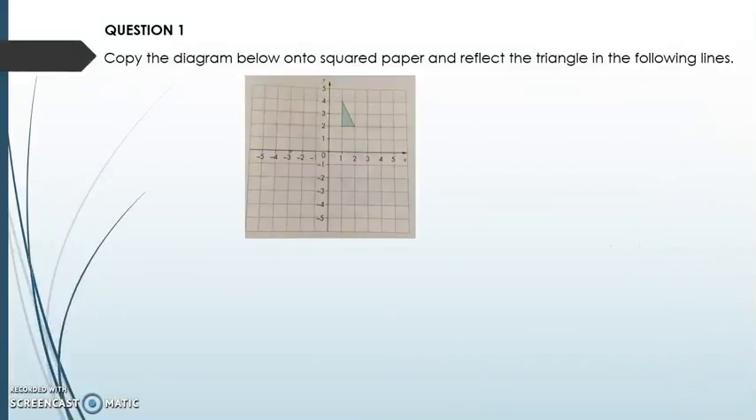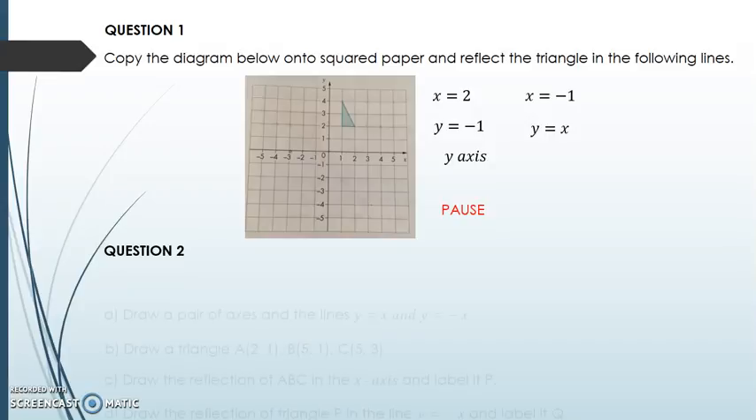Okay, now it's your turn. Question 1. Copy the diagram below onto squared paper and reflect the triangle in the following lines. X equals 2, x equals -1, y equals -1, y equals x, and in the y-axis. Now pause.